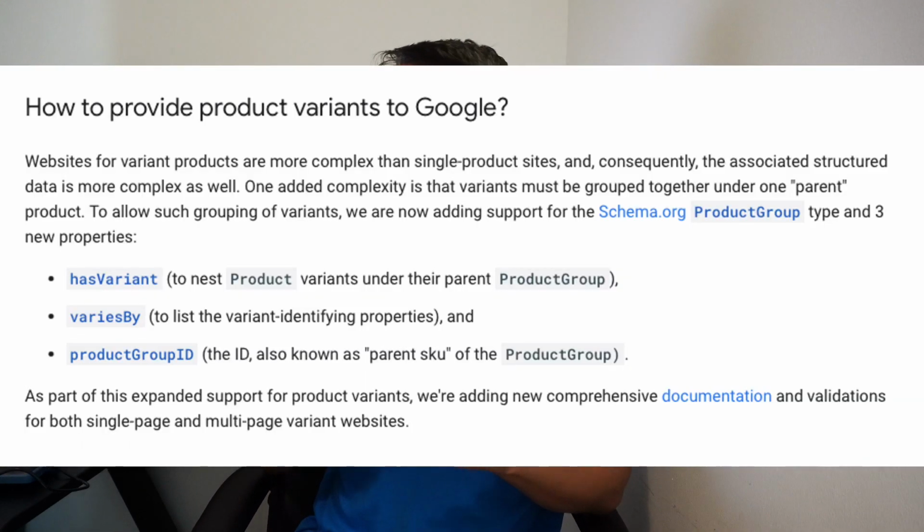There are a few other things that you would need to do. The 3 most important ones here are hasVariant, which nests the product variants under the product group. Then there's variesBy, and this is the variant identity. So if they are blue V-collar shirts and there are slight variations between those, this is where you would use this structured data element. And then there's a productGroupID. This is the parent ID or the parent SKU for the product.